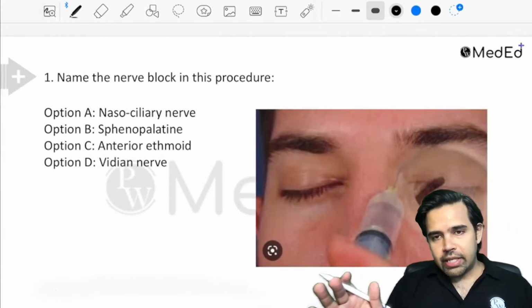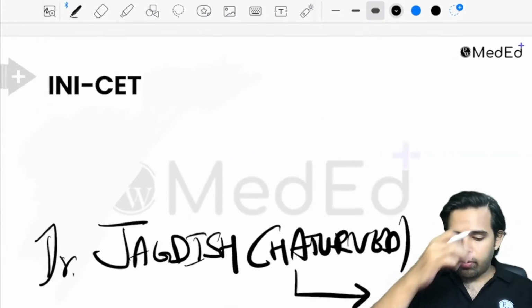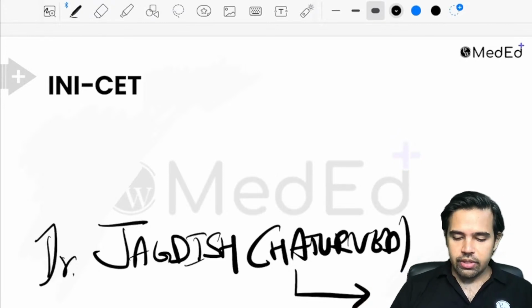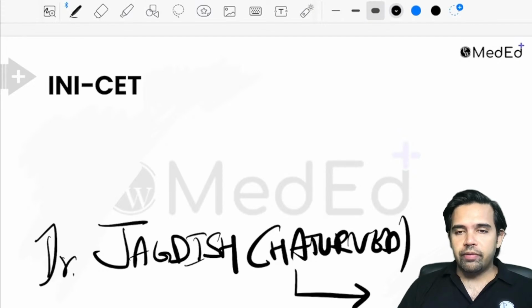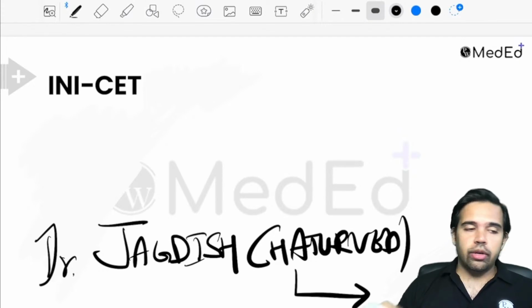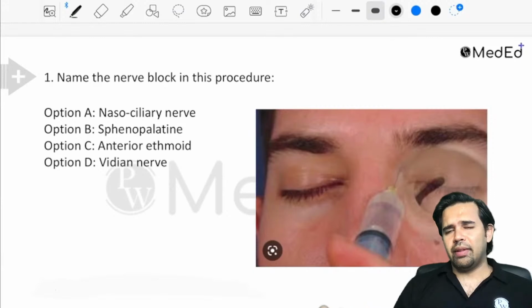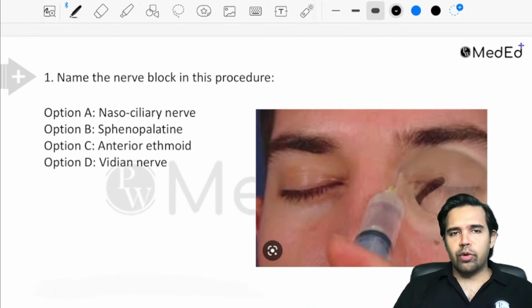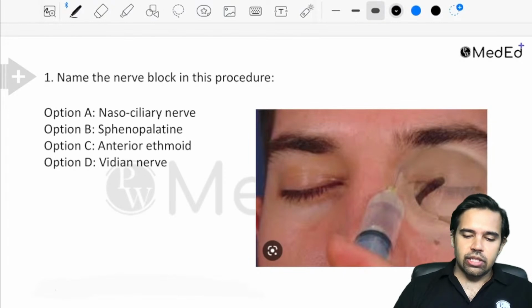So let me do some questions that were asked in your last previous year's questions. Your first question that was asked, I think in your last INICET there were only about 5 or 6 questions asked, and quite simple, straightforward questions were asked. So like this one is, name the nerve block in this procedure.